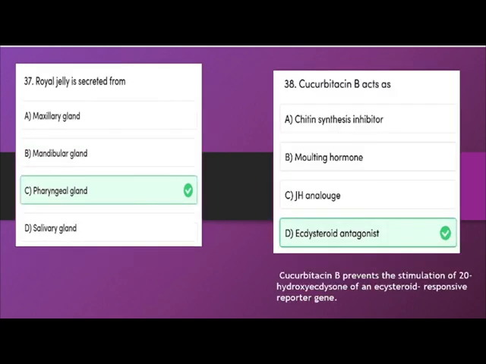Now come to the 37th question. Royal jelly is secreted from, and the answer is pharyngeal gland. The 38th question. Cucurbitacin B acts as, and the answer is ecdysteroid antagonist. The cucurbitacin B prevents the stimulation of 20-hydroxyecdysone of an ecdysteroid responsive reporter gene.